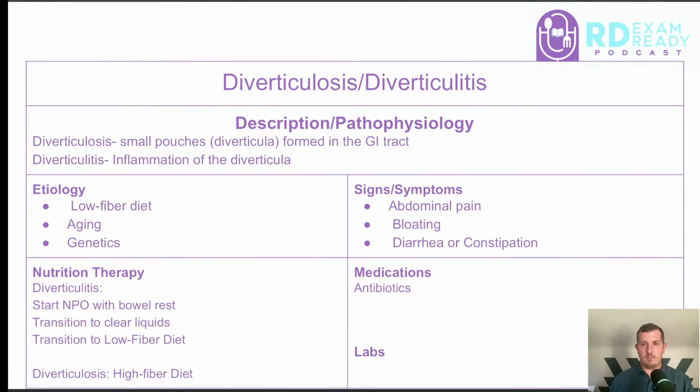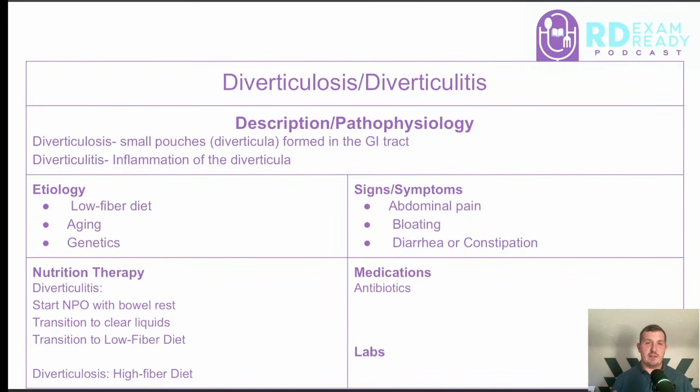All right, everyone. So hopefully you can see that screen okay. We're going to be discussing this condition a little bit, and feel free to drop questions like I said. Here's a nice little MNT table to give us some of the major information for diverticulosis versus diverticulitis. First off, let's describe the description or pathophysiology, which I think a lot of us miss.